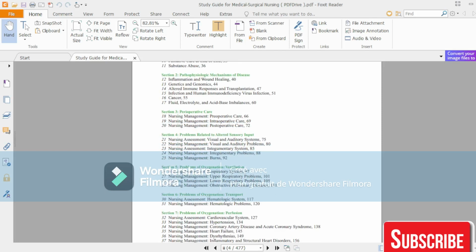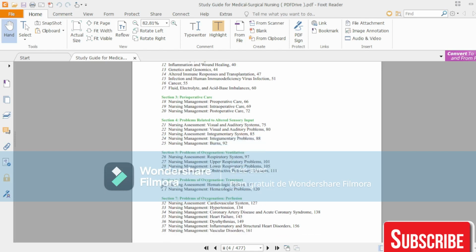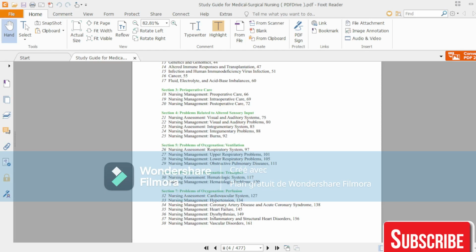Moving to the other section, which is section 5, the problems of oxygenation, ventilation. We have nursing assessment, respiratory system, nursing management, upper respiratory problems. We have nursing management, lower respiratory problems. We have nursing management, obstructive pulmonary disease, as you can see. So moving to the other section, which is section 6, problems of oxygenation transport. We have nursing assessment, hematologic system, nursing management, hematologic problems, as you can see in section 6.